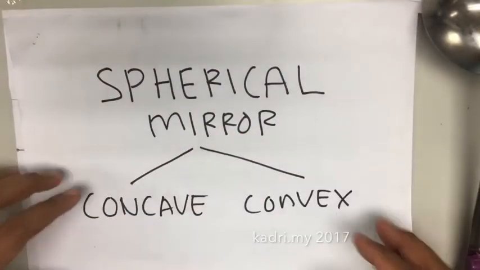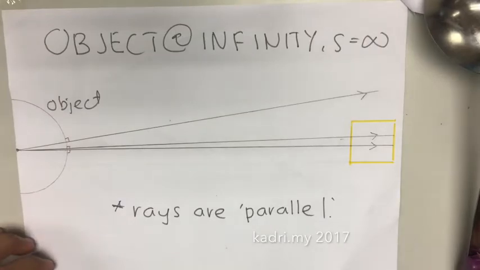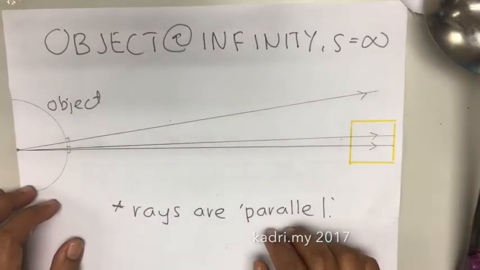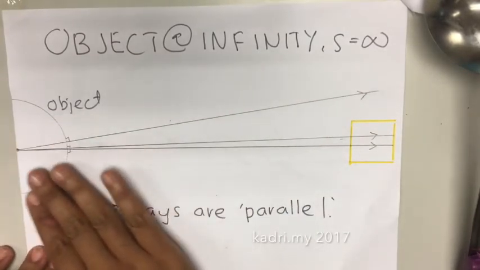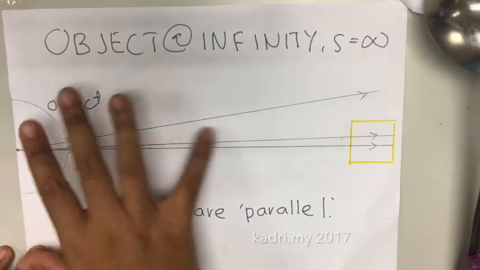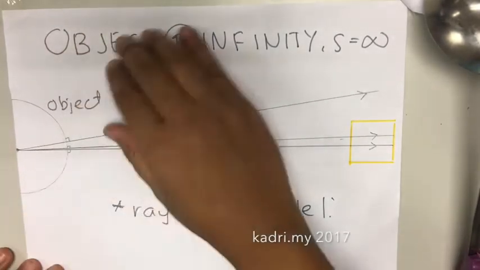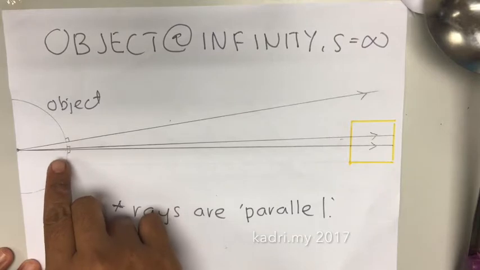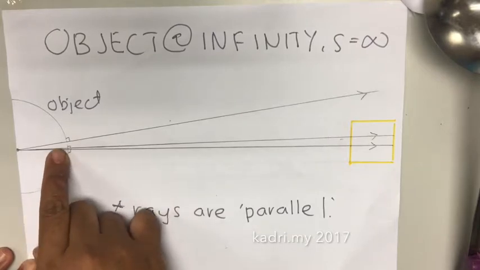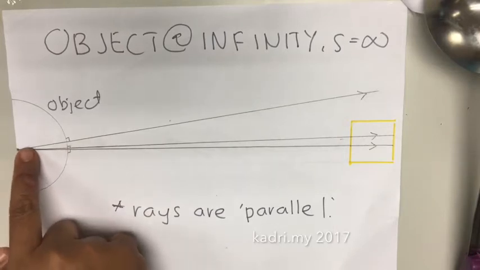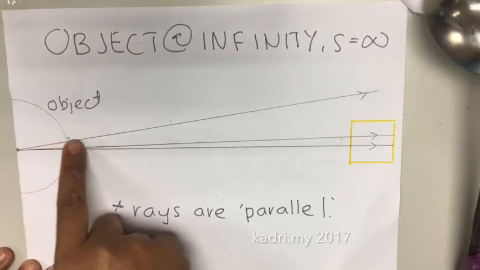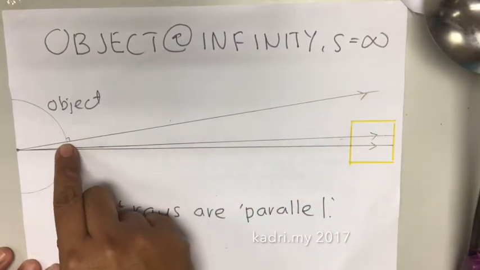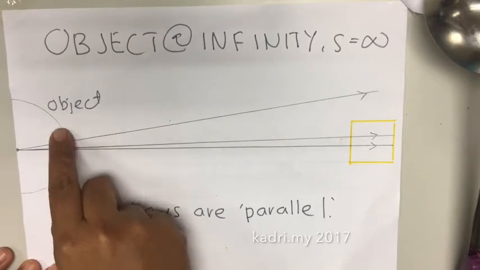Before we proceed, we have to understand ray properties for a distant object. For example, this is the sun as an object emitting light in all directions. We consider only three rays from the sun, and the sun is very far away. So the rays will be emitted, for example, in this way, and also in these two ways, where this ray is perpendicular to the surface.